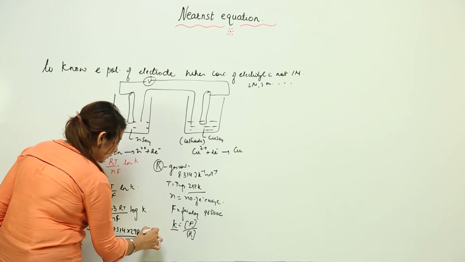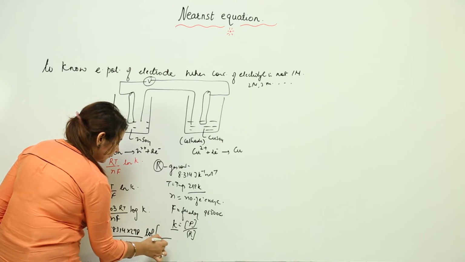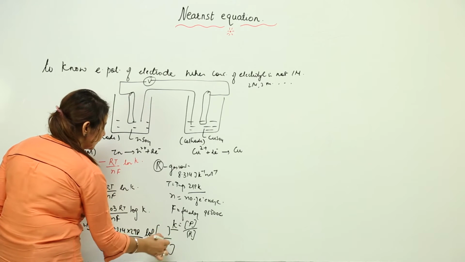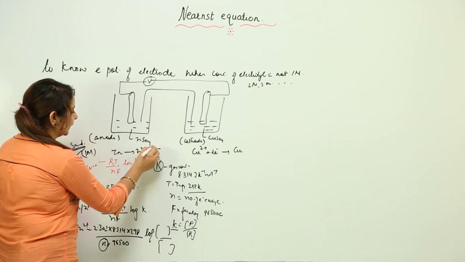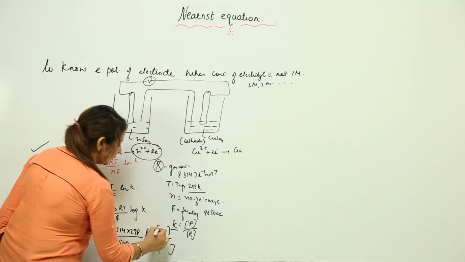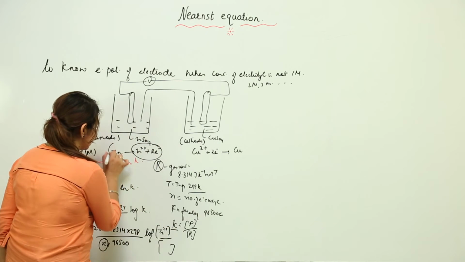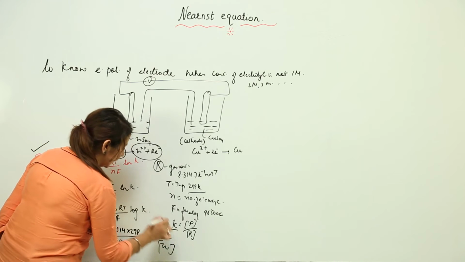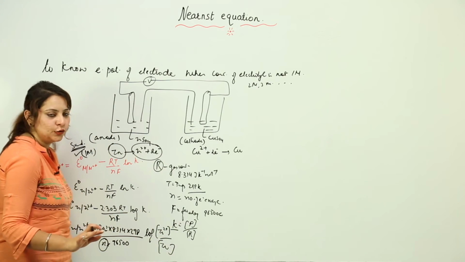K is concentration of product upon concentration of reactant. So these are my products, so obviously it is Zn2+, and this is my reactant, so that means Zn. There are no moles, so I am not putting any values here, right.